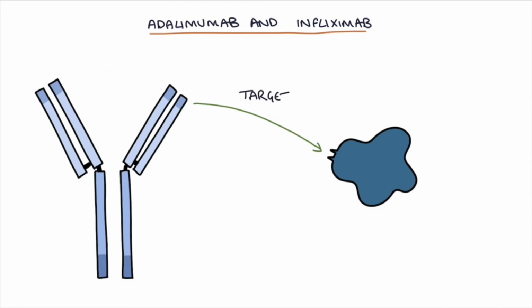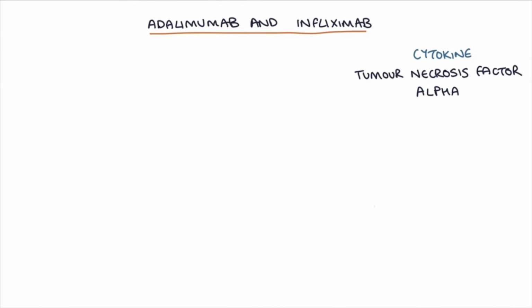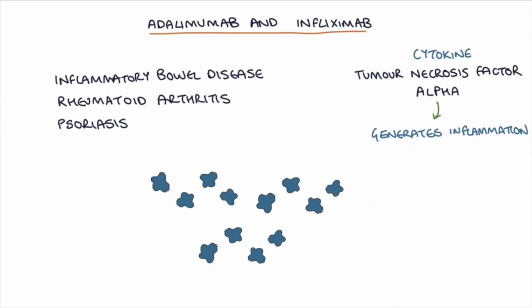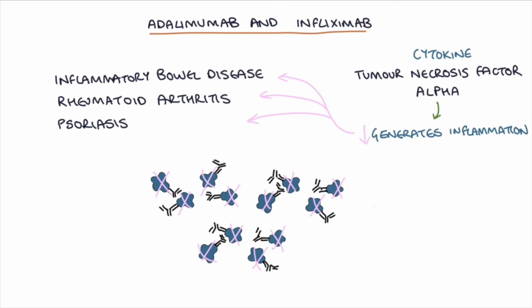Another example is Adalimumab and Infliximab, and these are both monoclonal antibodies that target a cytokine called tumor necrosis factor alpha. And tumor necrosis factor alpha is involved in generating inflammation as part of an acute phase reaction. And this is an important cytokine that's involved in a lot of inflammatory processes in conditions like inflammatory bowel disease, rheumatoid arthritis, and psoriasis. So these monoclonal antibodies that attack this cytokine reduce the inflammatory response in these conditions and can be very effective in treating them.